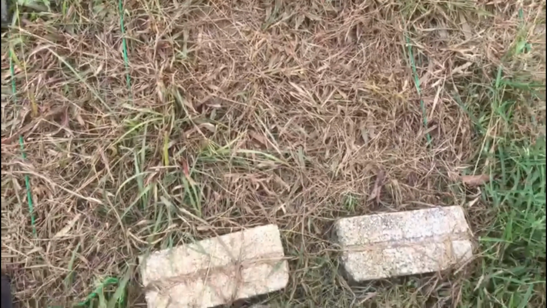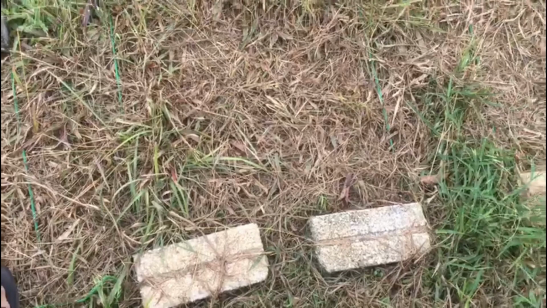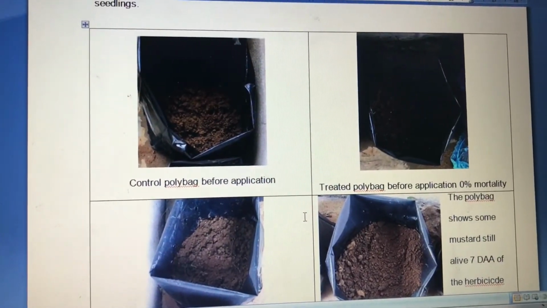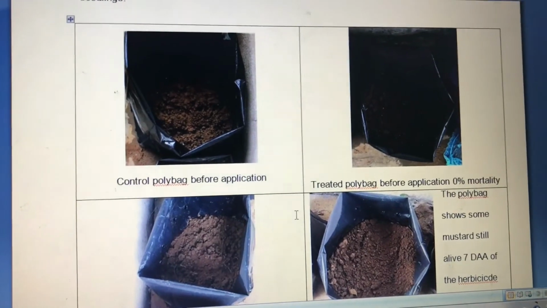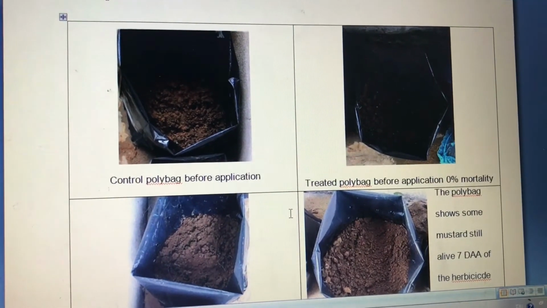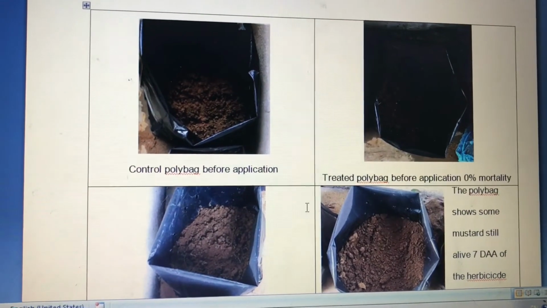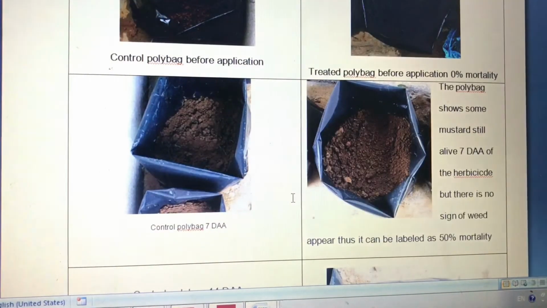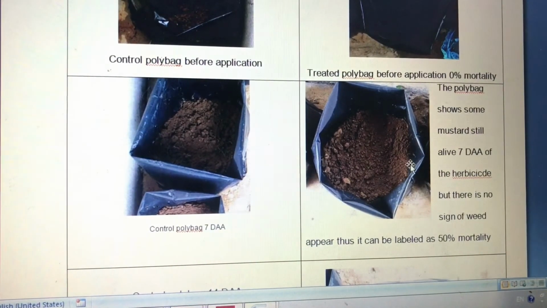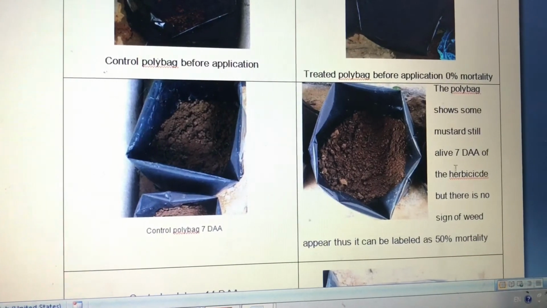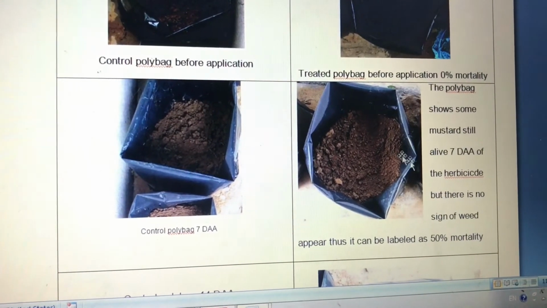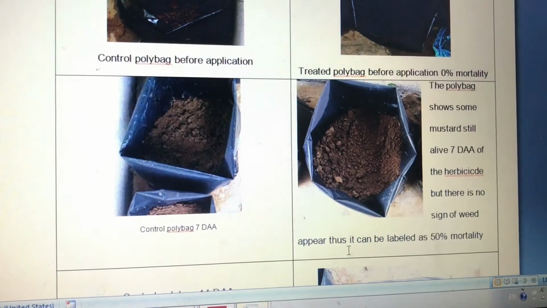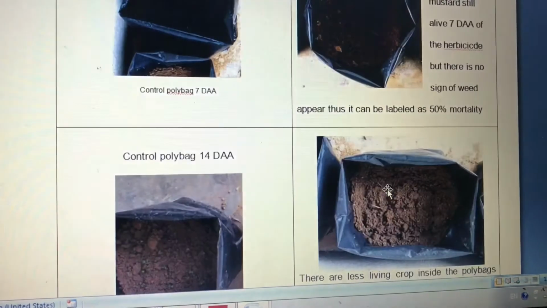Next, we move to the result and discussion for the pre-emergence herbicide. It is shown that the left column is the control polybag and the right column is the treated polybag. So for the first row, it is before the application, and the second row shows that some are still alive 7 days after the herbicide, but there is no sign of weed anywhere in this polybag. Thus, it can be labeled as 50% mortality.